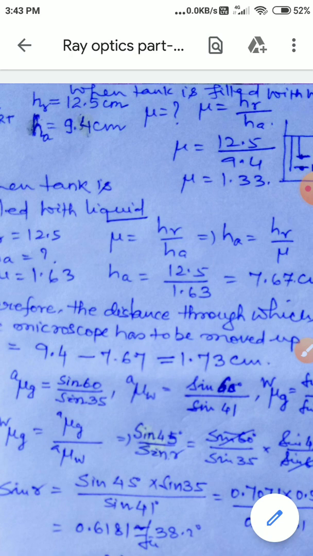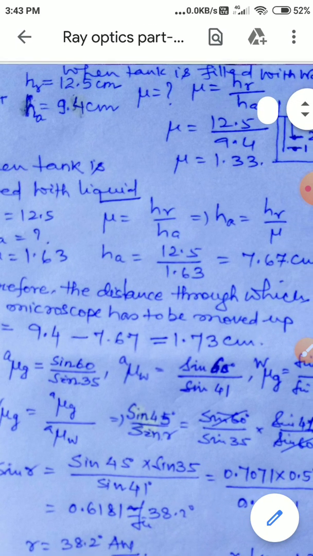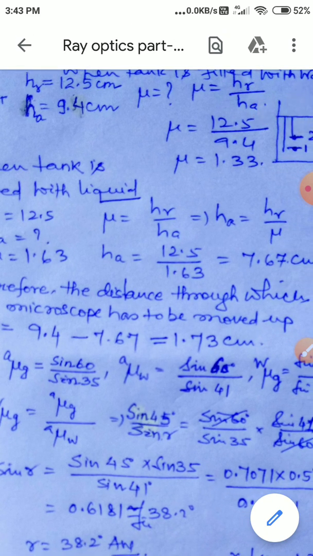Now when water is replaced by some other liquid whose refractive index is given, 1.63, and real depth is same, 12.5 centimeter, then find out its apparent depth. So mu is equal to HR by HA, real depth by apparent depth. Substitute and we get the apparent depth as 7.67 centimeter.